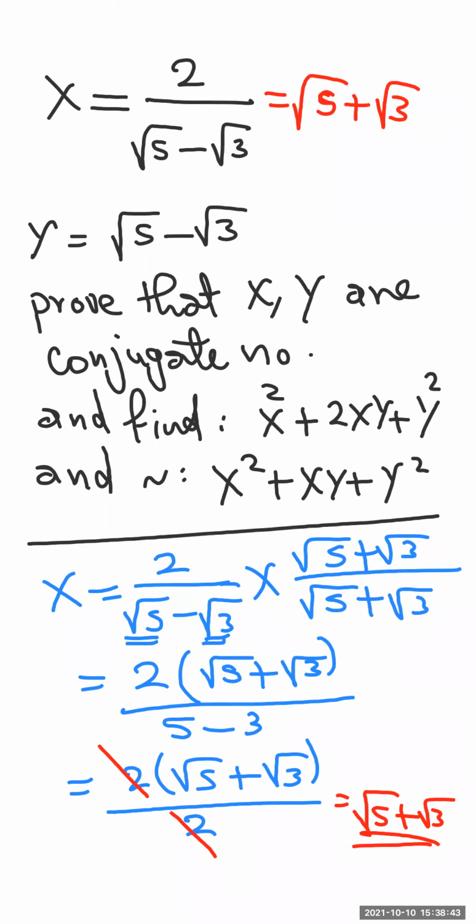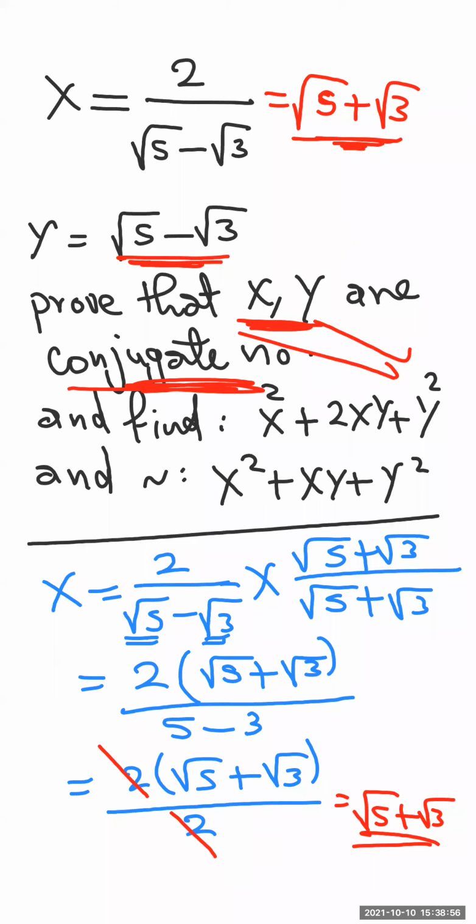Okay. The first requirement in this question is to prove that x and y are two conjugate numbers. So now x equals the square root of 5 plus the square root of 3, and y is the square root of 5 minus the square root of 3. So they are conjugate, of course. So this is the first requirement. Now the most important point is to find the second and the third requirement: x squared plus 2xy plus y squared, and x squared plus xy plus y squared.